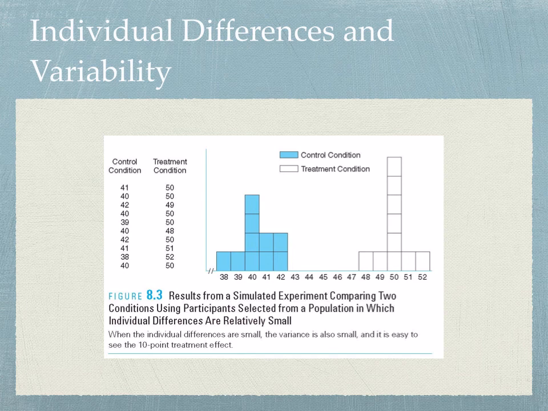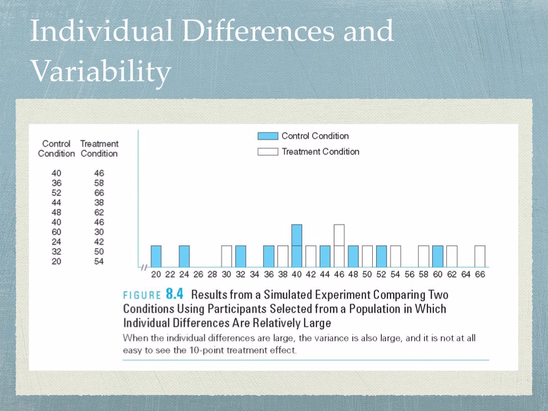However, if we pull 20 people from population B, which has lots of variability, and we randomly assign 10 to the treatment condition and 10 to the control condition, we can even have that same 10-point treatment effect. And so we add 10 points to everybody that we selected for the treatment condition, just as an example.